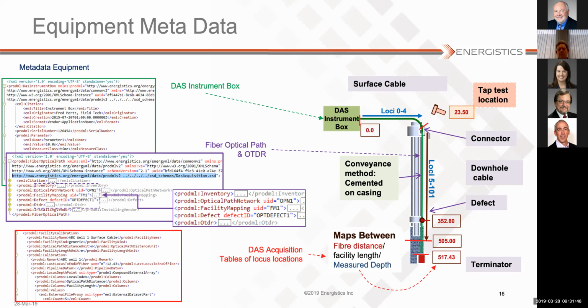So on this slide, we're looking at the equipment and the metadata associated with it. If you look at the boxes on the left, those are different XML files corresponding to the different pieces of equipment that we need to capture. This follows the same pattern as the DTS standard. First of all, in green, with the arrow pointing across, we've got the DAS instrument box. So there's a file and a schema for all the parameters associated with that. That's relatively simple. Then we have the fiber optical path, and this is a little bit more complicated.